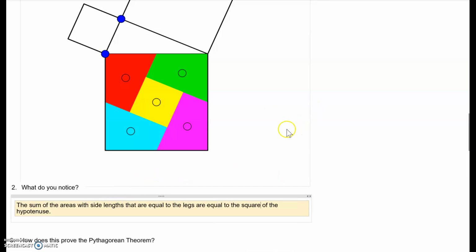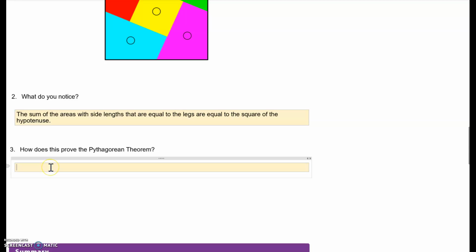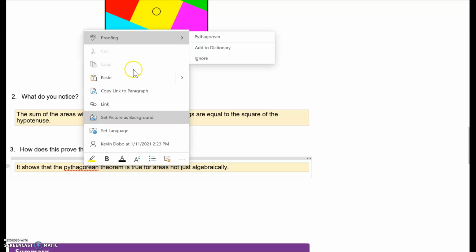How does this prove the Pythagorean theorem? Well, it shows that the Pythagorean theorem is true for areas, not just algebraically. That's kind of what it shows us here. Okay.